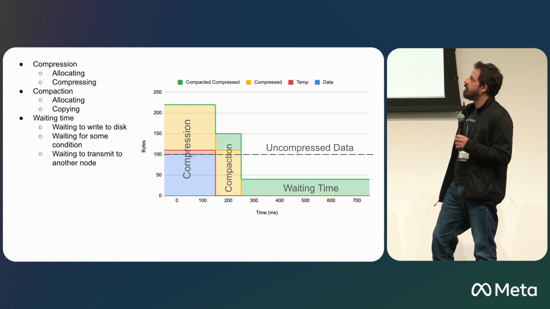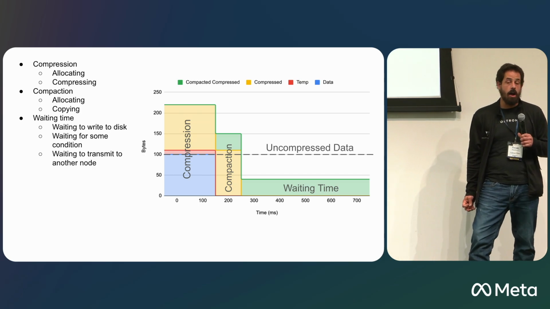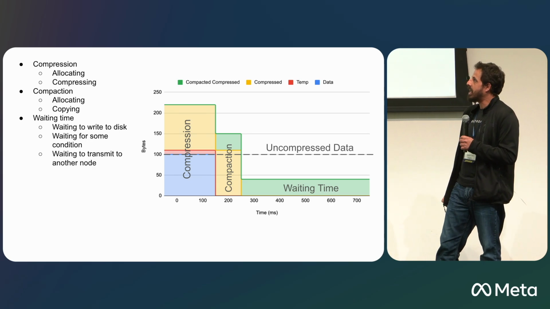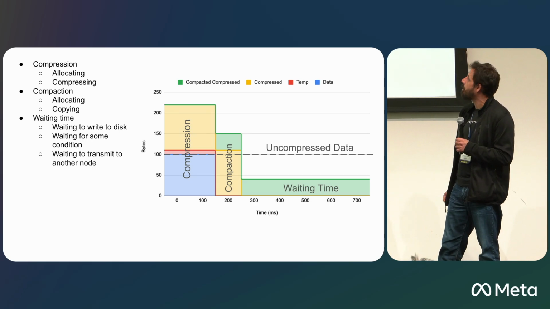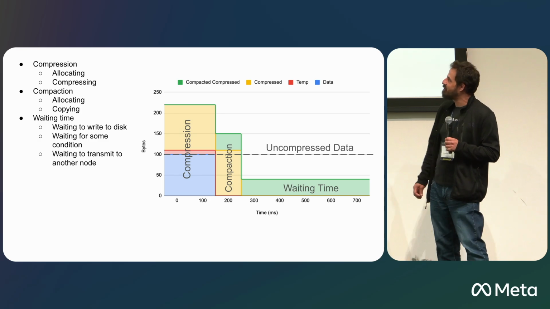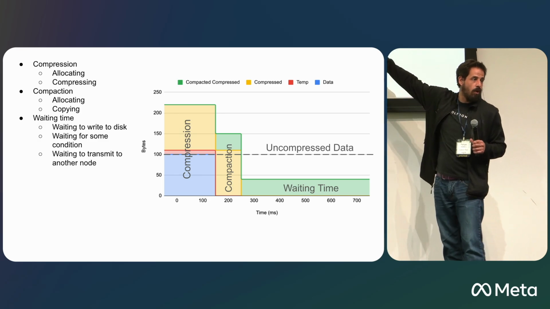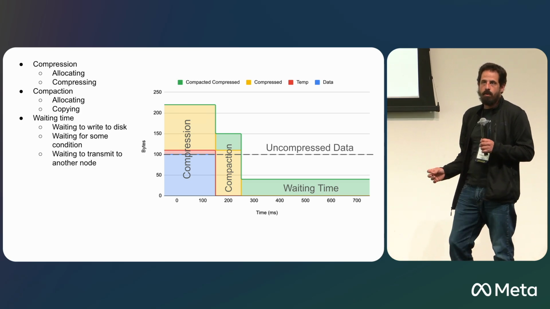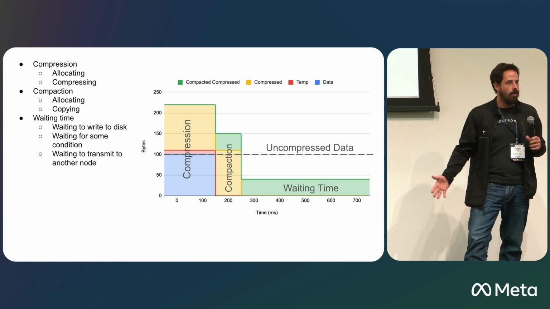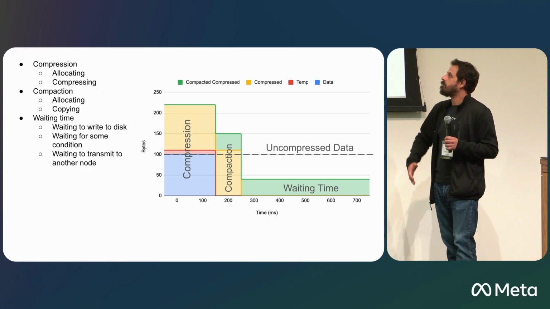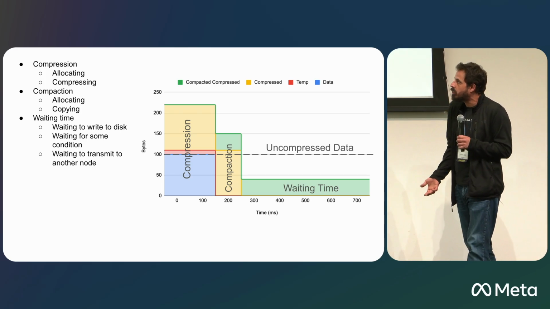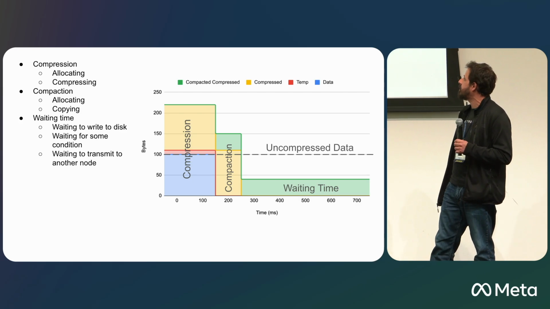The next phase is compaction, right? If you have this big allocation, now you want to make it smaller so that it takes up less space in actual memory. And then the last is waiting time. How long is this data going to sit in a compressed state before I send it to another node or decompress it in order to do some operation on it or write it to disk?